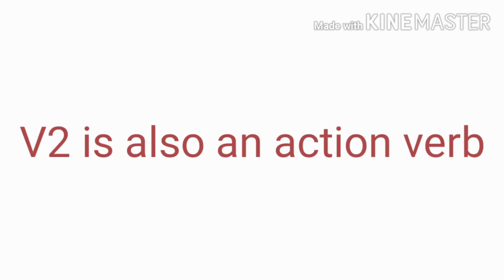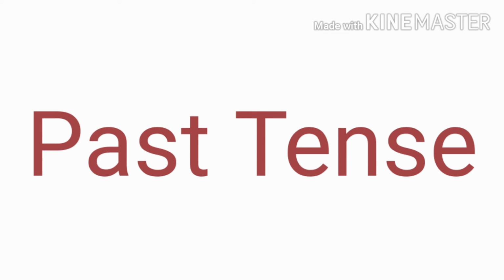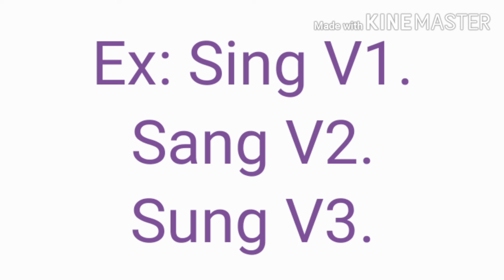Second form of verb is also an action word, but it's used in past tense. So past, that is sing. Sing becomes sang, so that is past tense, the second form of verb. Then next, what do we say for the third form of verb? For the third form of verb, we'll say past participle.